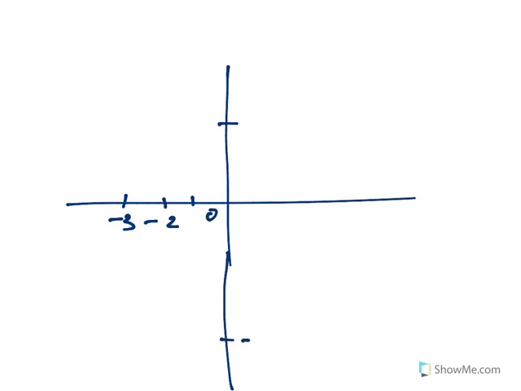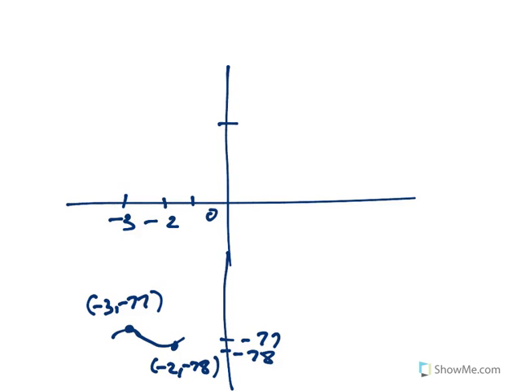So all we've got to do now is just sketch it. So at minus 2, oops, sorry, that's not a really good scale there, and minus 3, minus 2, and we've got to go down to minus 77 and minus 78. So at minus 2, minus 78, that's going to be there, and minus 3, minus 77. That's a maximum, it's a minimum.